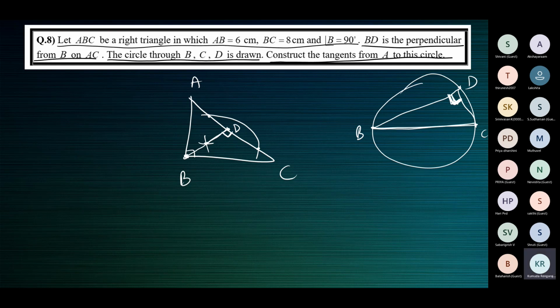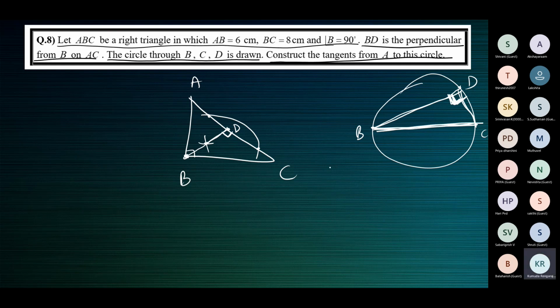See here, there's BDC. You can see BDC here, and you can see the right angle. This is 90. If you have to draw a circle passing through B, C, and D, that means BC should be the diameter.